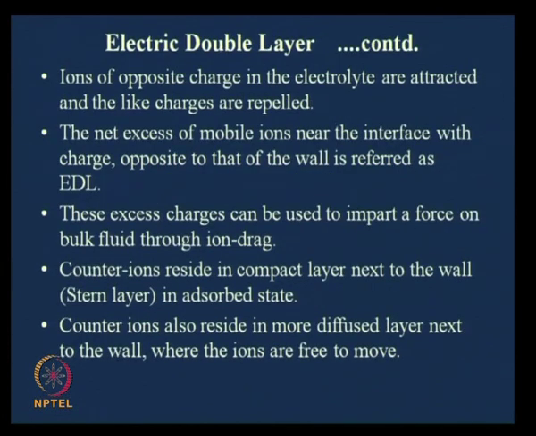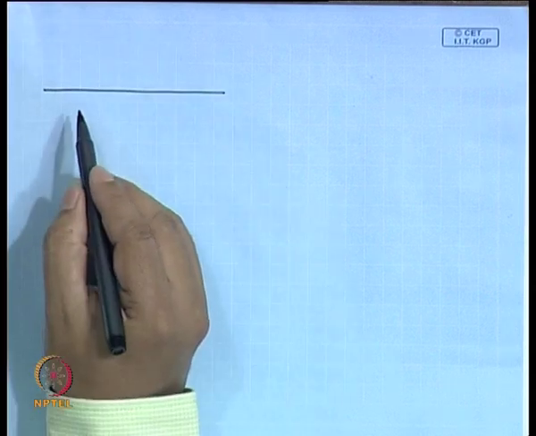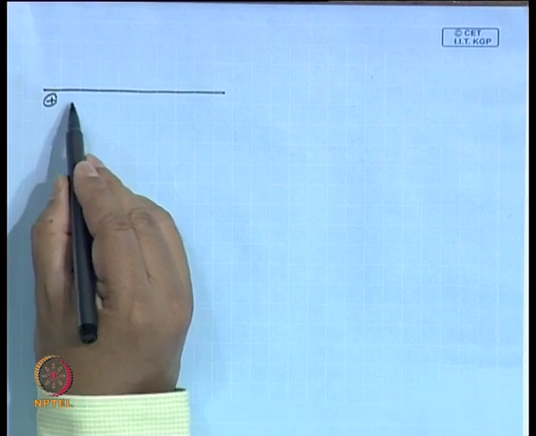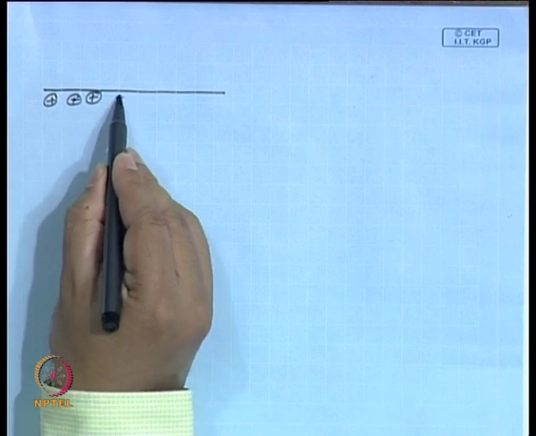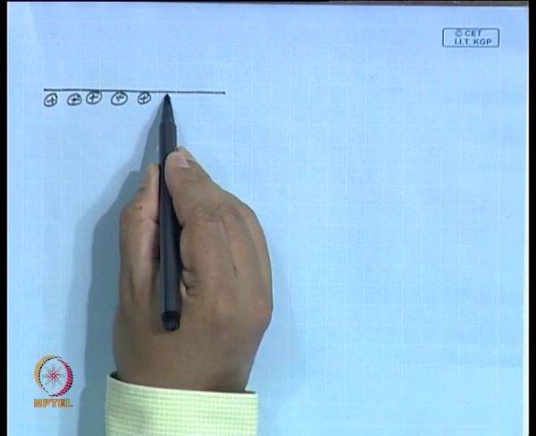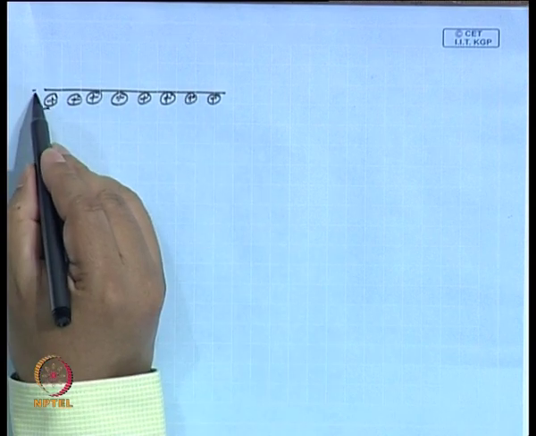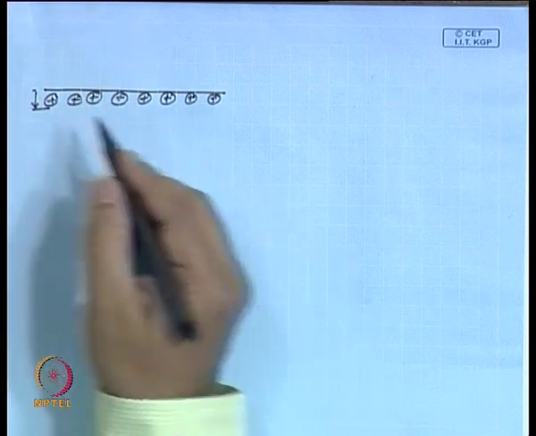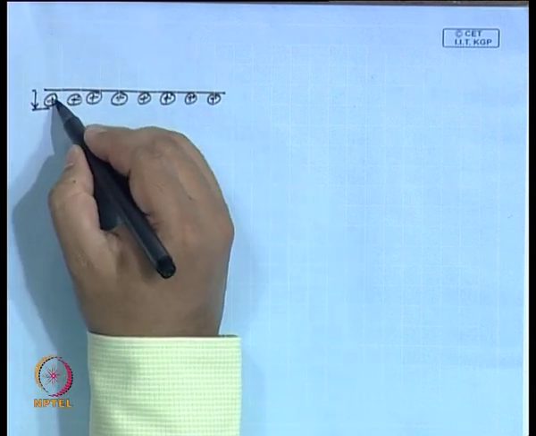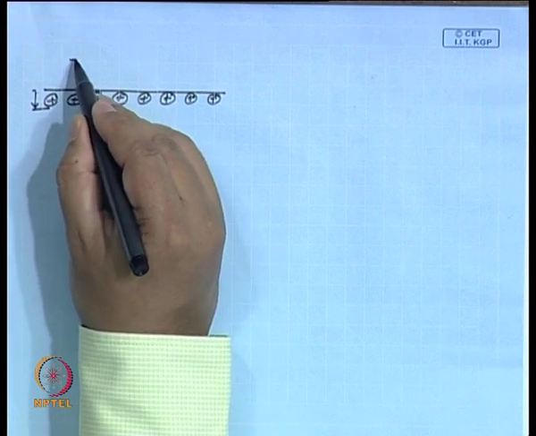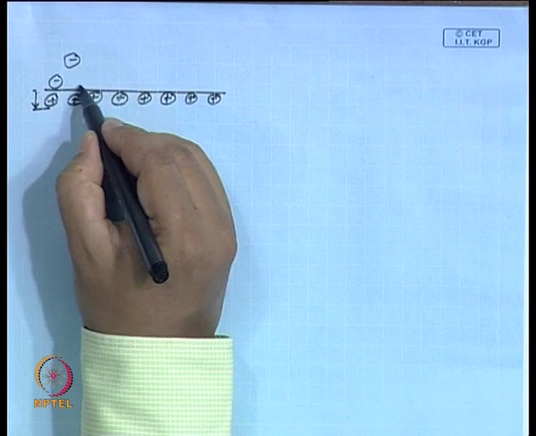The immediate effect of this is that ions of opposite charge in the electrolyte are attracted and the like charges are repelled. That means, what we had discussed in the last class is if there is a surface, then there would be some charge developing on the surface, and I said that these charges would exist up to a maximum distance of 0.2 nanometer to the depth of this solid material, and these charges will be attracting the opposite, the counter ions. So, the counter ions would be attracted.